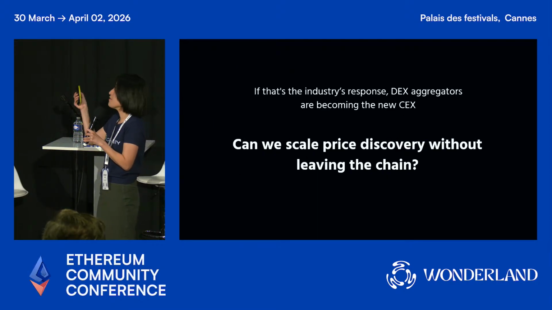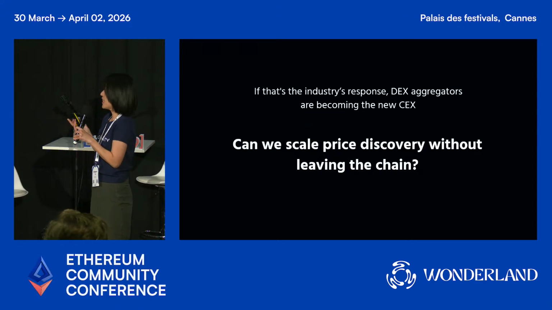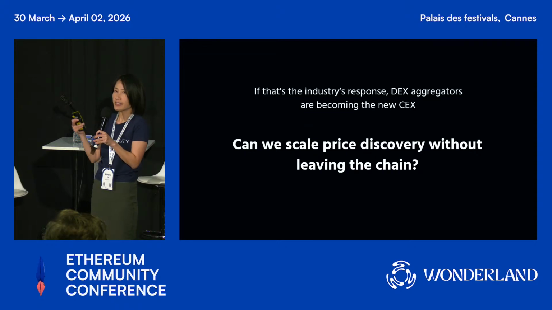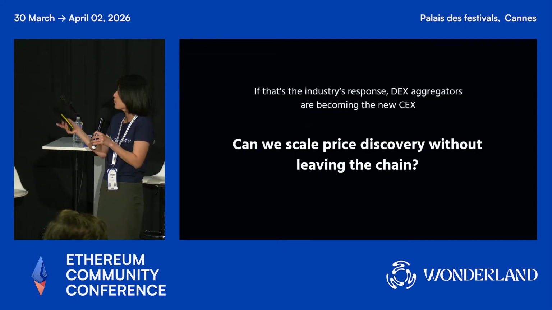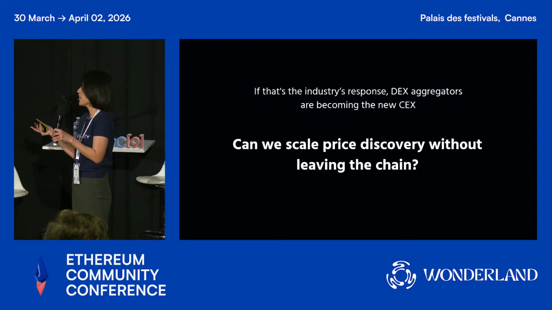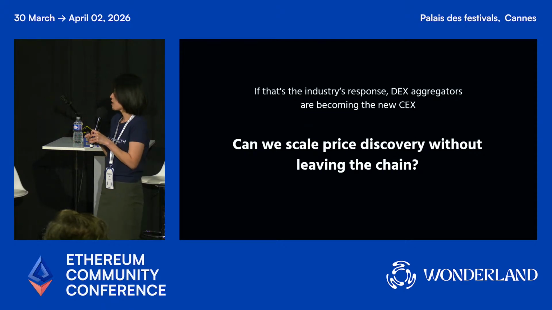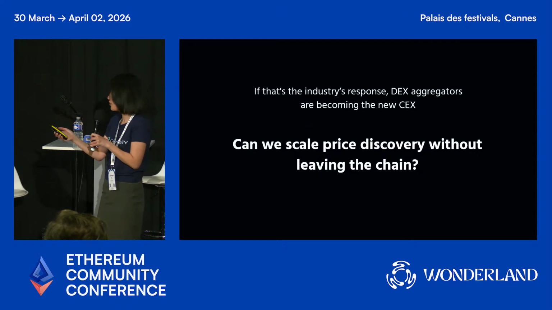So we're asking, if private AMM is the industry response, then the DEX aggregators like, say, Jupiter on Solana are becoming the new centralized exchange, probably the new Binance. And what's the point of decentralization of blockchain? So the fundamental question we're asking here is, can we scale price discovery without leaving the chain? We keep everything on chain. Is it possible to do that?